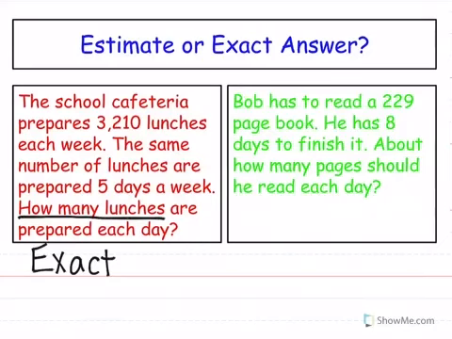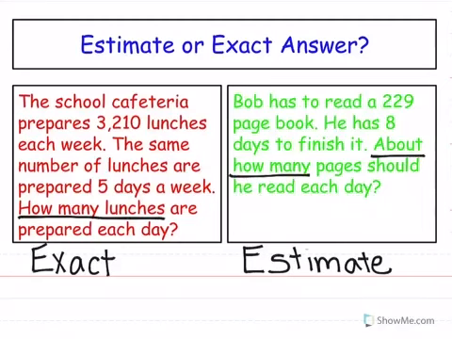Bob has to read a 229-page book. He has 8 days to finish it. About how many pages should he read each day? In this one, I know I need to find an estimate because it says about how many. So that means I do not have to find the exact number.